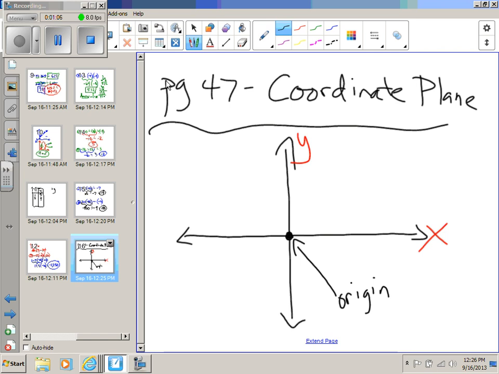Now, the axes meet at the point called the origin and divide the coordinate plane into 4 quadrants. How do you know there's 4 in quadrants? Because of quad, right? So you have your quadrant 1, quadrant 2, quadrant 3 over here, and quadrant 4 is located there.